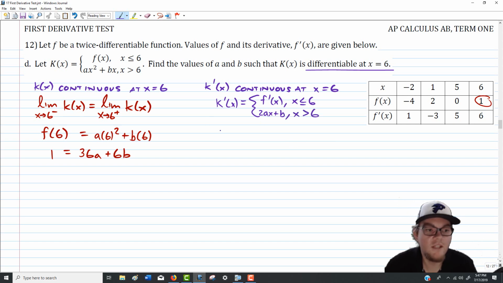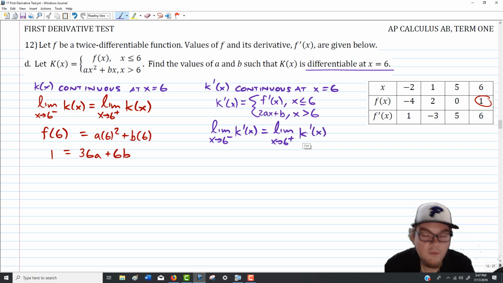So now we need this to be continuous, which means we need to deal with the limit as x approaches 6 from the left of k prime of x. And it needs to be equal to the limit as x approaches 6 from the right side of k prime of x. Again, pointing out, yes, there's three parts to this definition of continuity. We're focusing on the limit one, which is the most restrictive. So pulling that in, the left side will be f prime of 6. The right side will be 2a times 6 plus b.